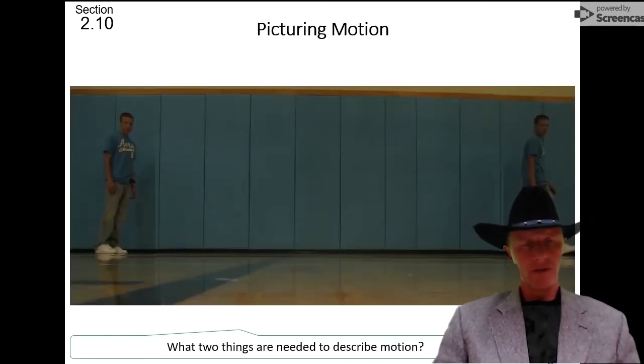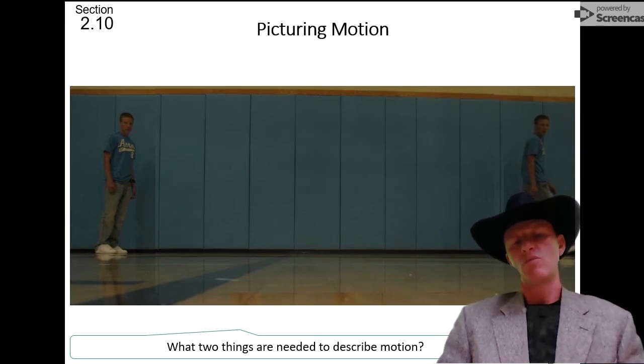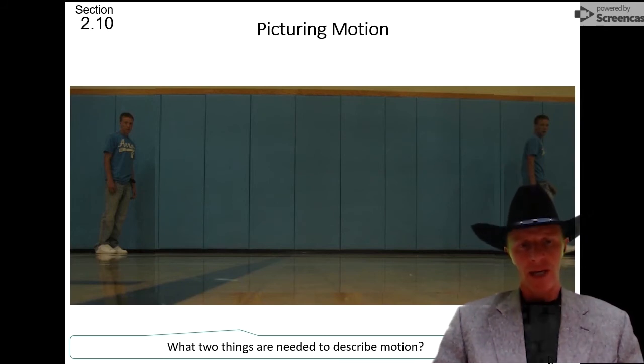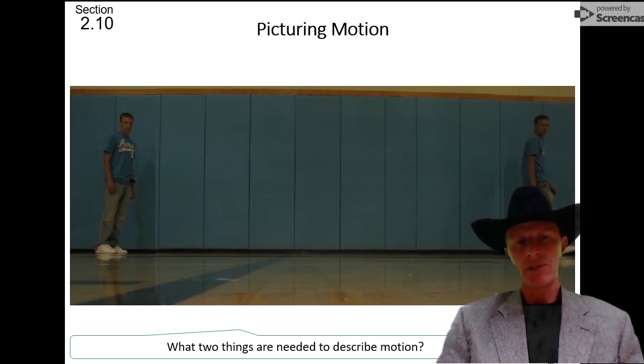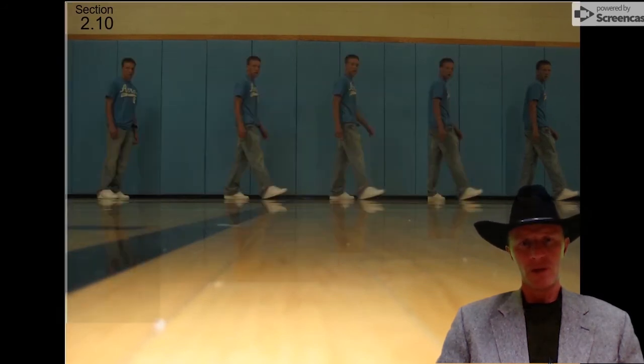Switching gears here now, we could look at picturing motion. If we're trying to describe motion, what two things are needed? Well, we got to answer the questions where and when. Where is like a distance, so we need some kind of scale to represent distance, and when would be a time. So if we took a picture of a guy walking in the back of a gym, 5 different pictures, and superimpose those pictures all together, we would create what we're going to call a motion diagram.